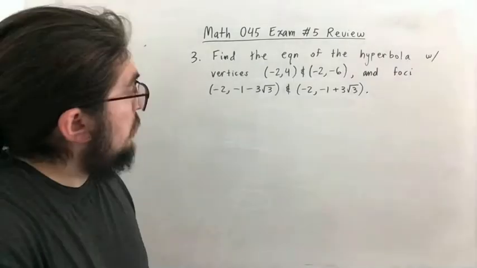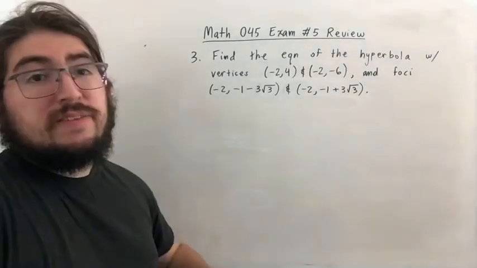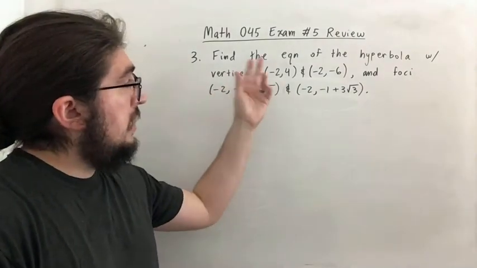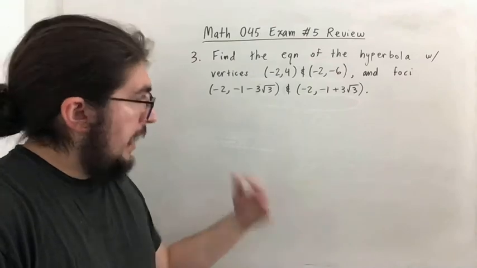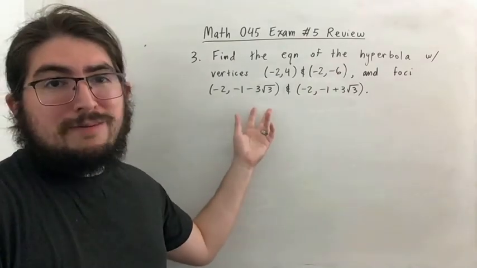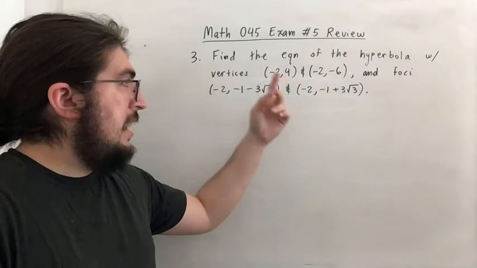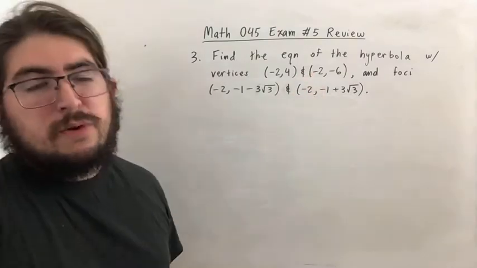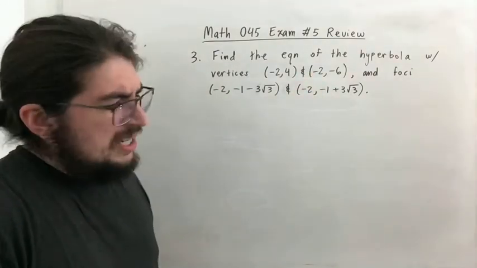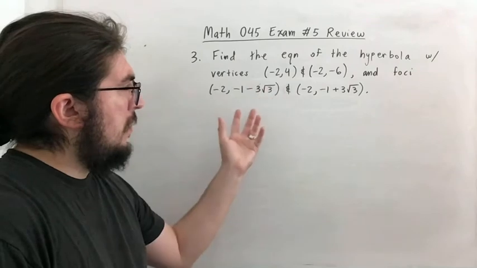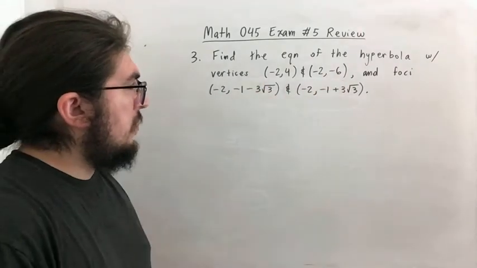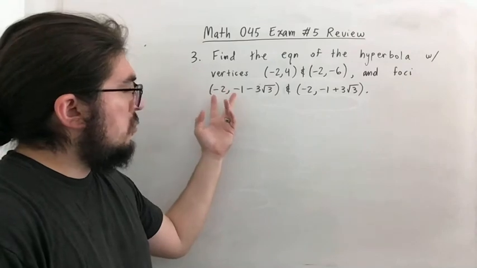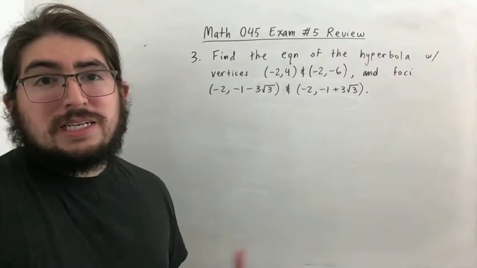All right, so for this problem, we're asked to find the equation of the hyperbola with vertices negative 2, 4, and negative 2, negative 6, and foci negative 2, comma negative 1 minus 3 radical 3, and negative 2, comma negative 1 plus 3 radical 3. Now there's kind of a hint embedded into the foci part, and that's that if you ignore this negative and positive 3 radical 3, you get negative 2, comma negative 1. So that actually will be the center.